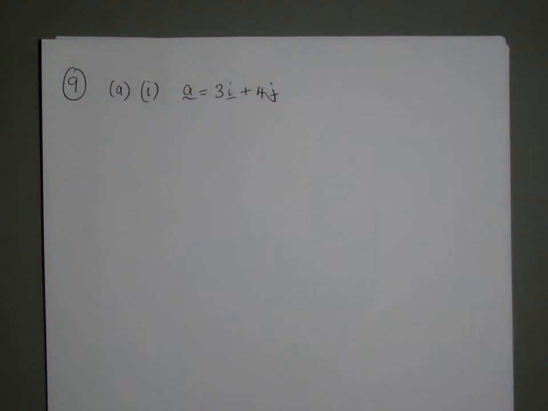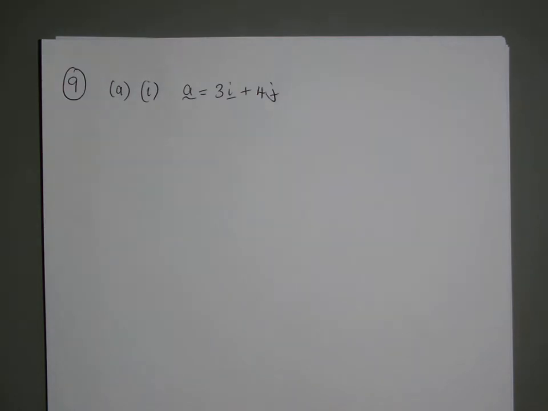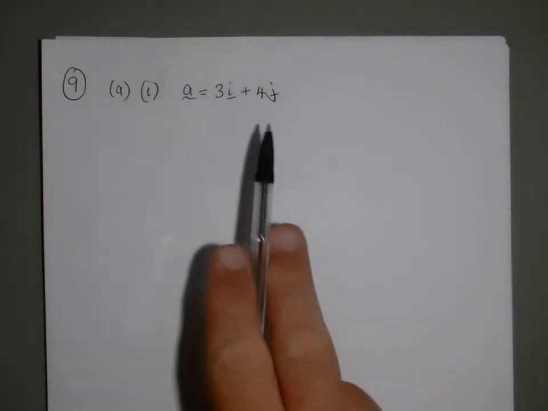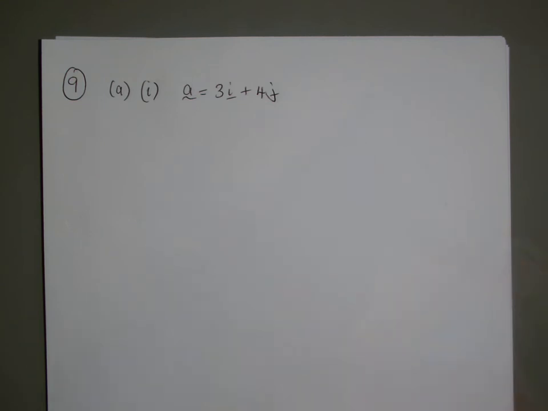Okay, find the magnitude of each of these vectors. The first one, a equals 3i plus 4j. Remember back a few questions, magnitude is interested in the size of it, right? Now you can draw it if you want, going across 3, up 4, and create a triangle, and you can work out what the hypotenuse is then.